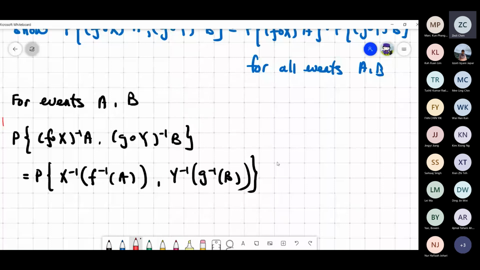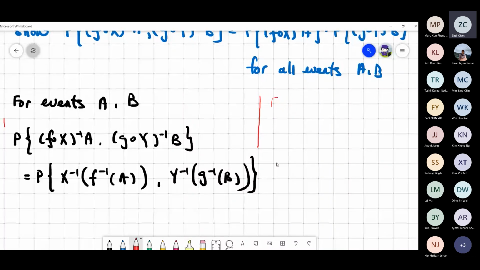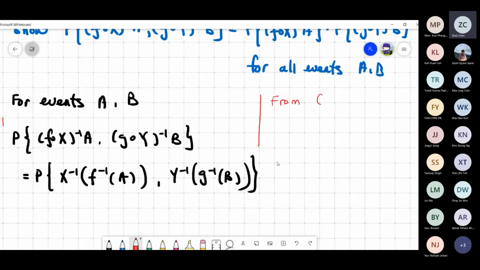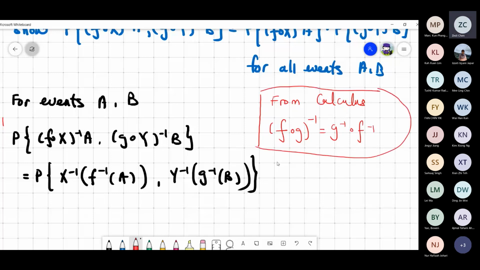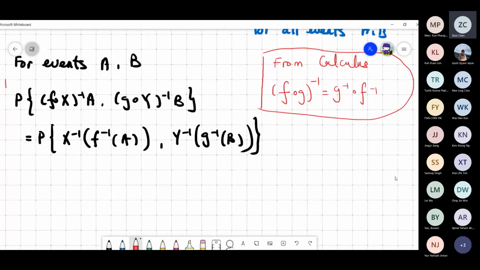So this is actually something from calculus. You may refer to what you have learned in calculus. If you have two functions, F composite G, the inverse of F composite G will be G inverse composite F inverse. Okay, so that's the way for it.